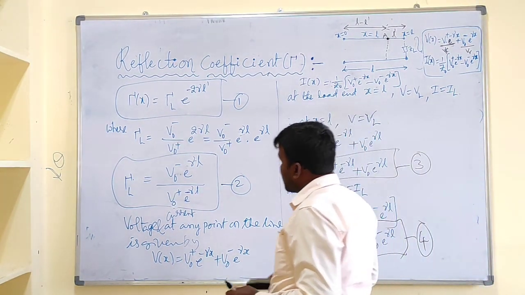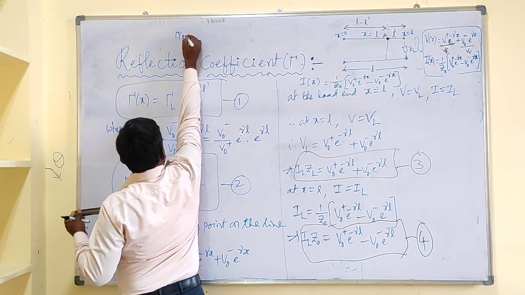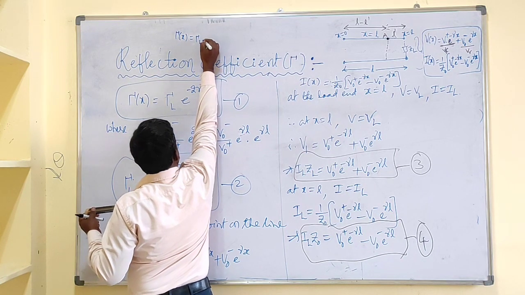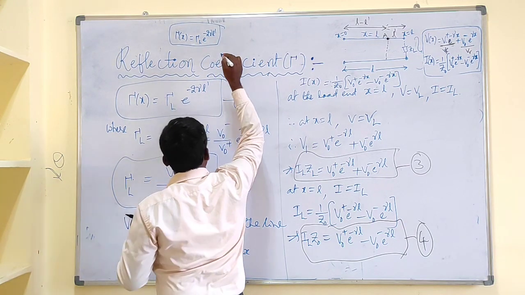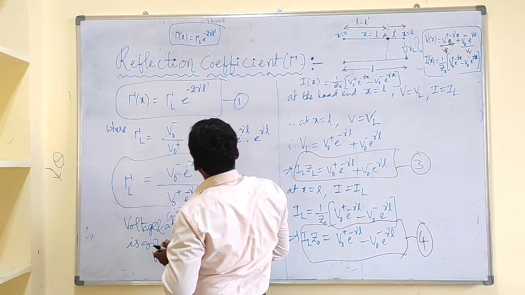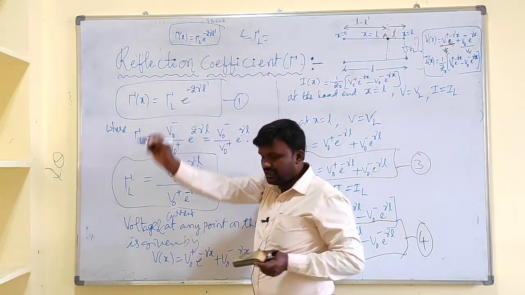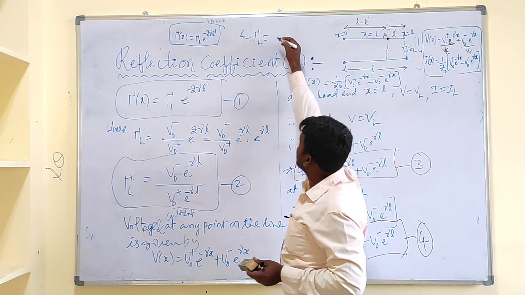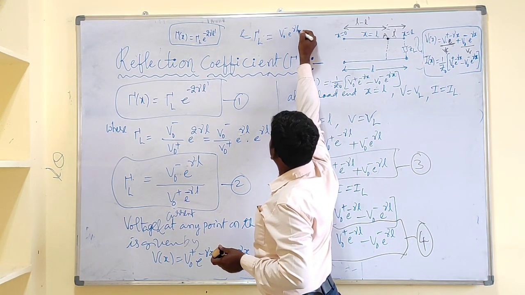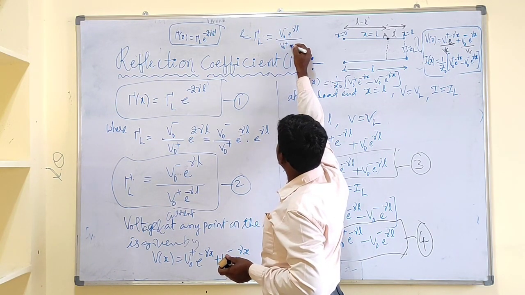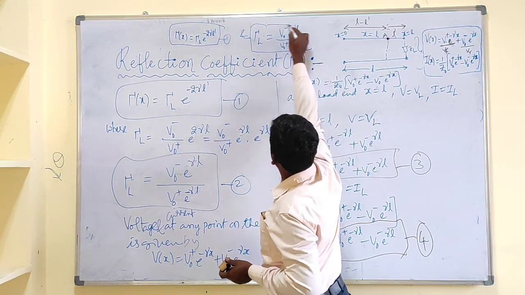I will write these equations 1 and 2 here. The reflection coefficient at any point on the line is gamma x equal to gamma L into e to the power minus 2 gamma L dash. This is the expression for reflection coefficient at any point on the line. And next, the reflection coefficient at the load end, that is gamma L, is given by V naught minus e to the power gamma L by V naught plus e to the power gamma L. So this is equation 1 and this is equation number 2.